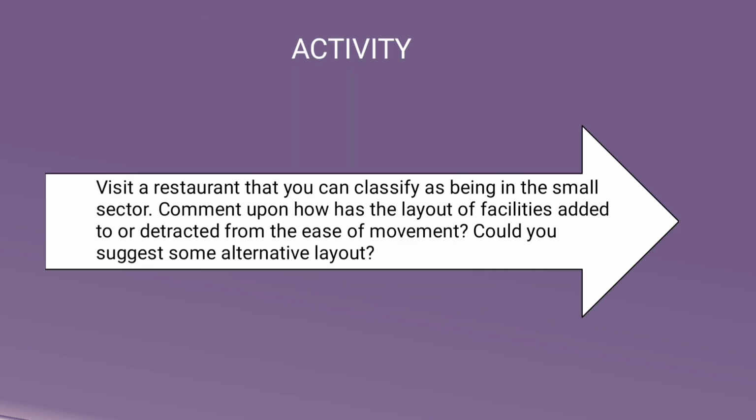Finally, at the end of this chapter, there is one activity for the students: visit a restaurant, any one restaurant, classify it as a small sector, and comment upon how the layout of facilities has added to or detracted from the ease of movement, and finally suggest some alternative layouts.